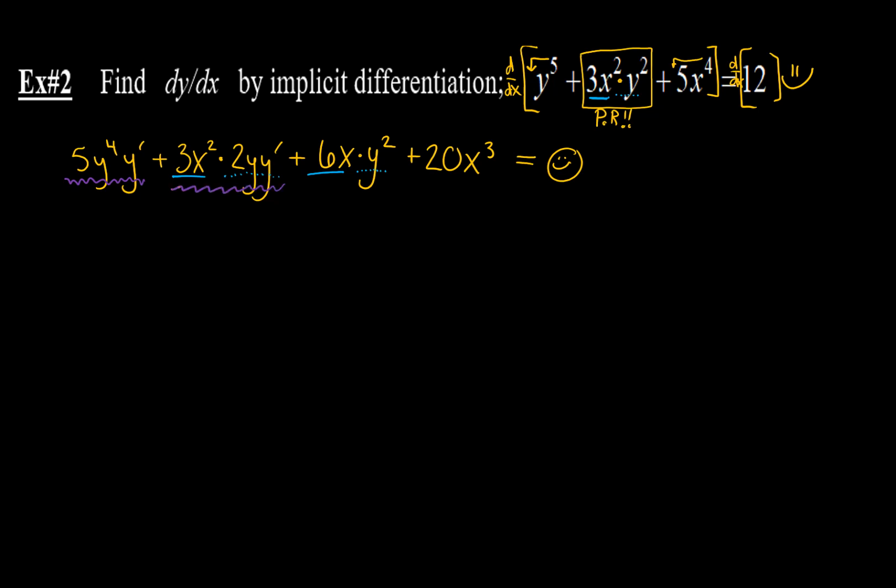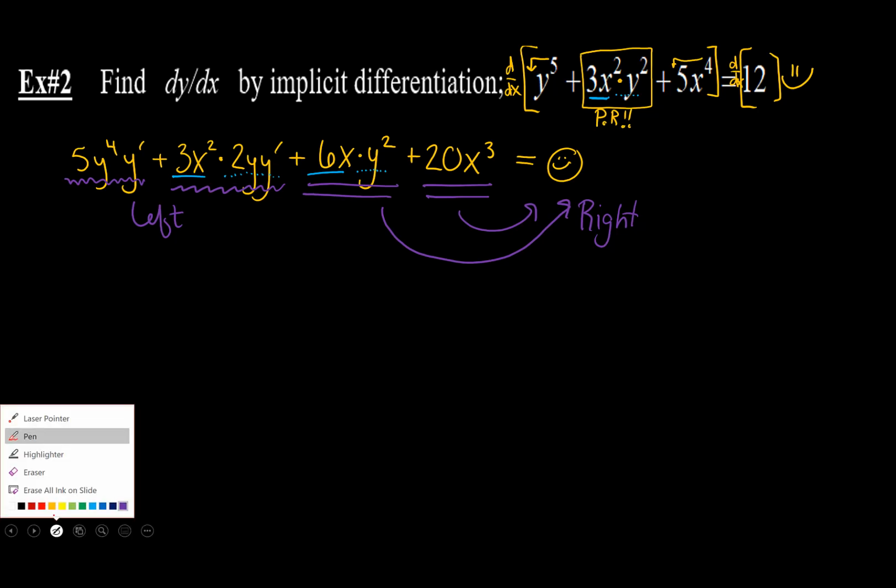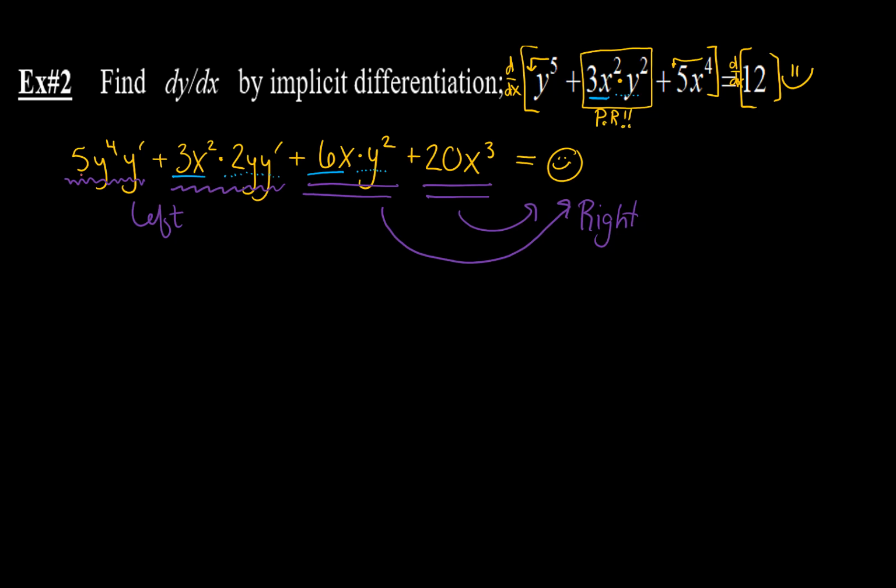This one has a y prime. This one does not. This one does not. All right, so the ones without a y prime, we're going to move to the right side. The ones with a y prime, we're going to keep on the left side. So I've got 5y to the 4 times y prime.